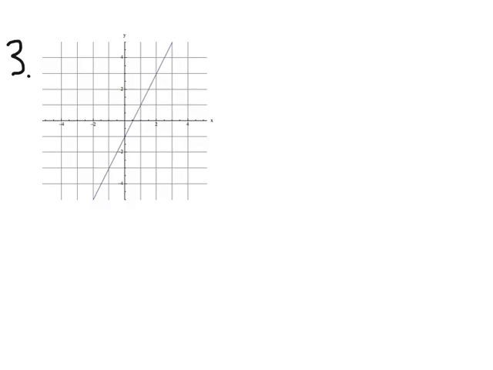For number 3 we have a graph. Again I'm going to write the equation for slope-intercept form and use the information on the graph to determine m and b. So to start off with, b is the y-intercept. So it's where on the y-axis the line intersects. In this case, that's at negative 1. So I know that b is equal to negative 1.